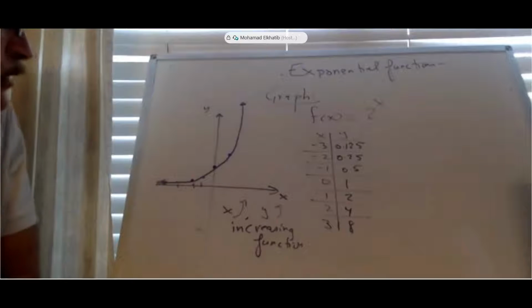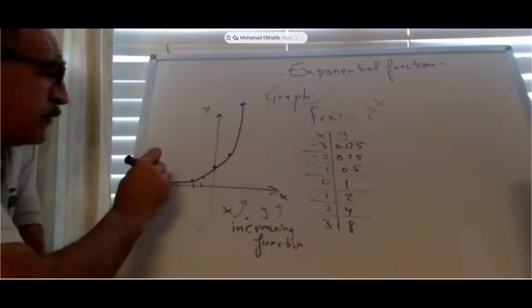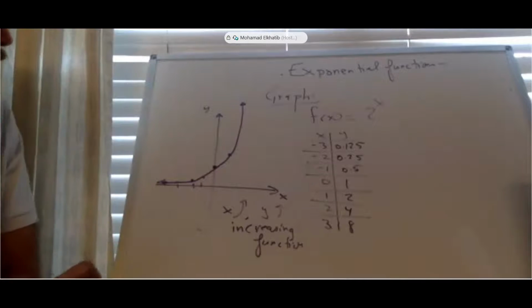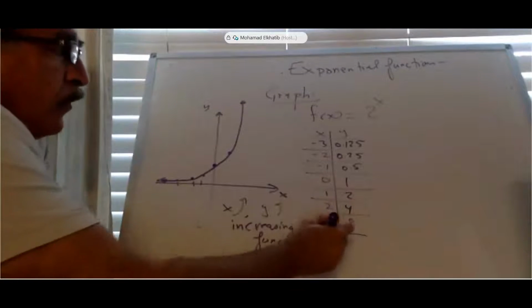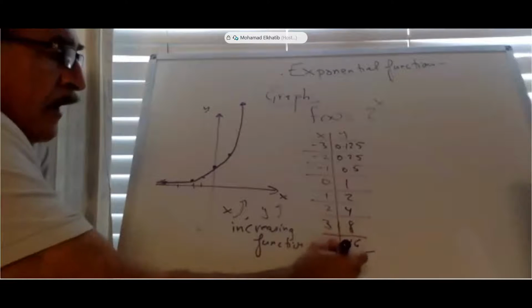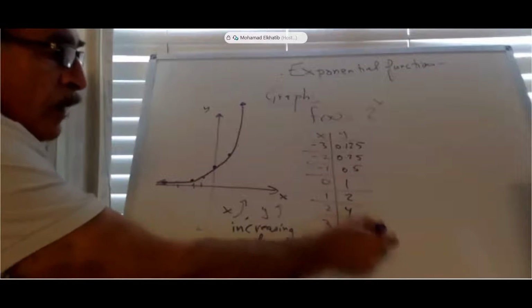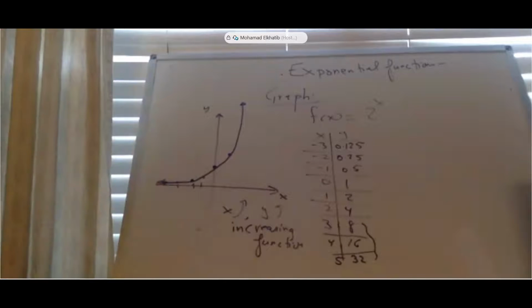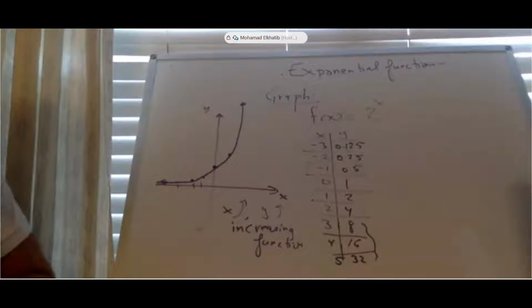What else do you notice about this graph? At the beginning, it goes up slowly. And after a while, what? It takes off. Like here, for example, if I pick x equals 4, I get 16. x equals 5, 32. See? The numbers get bigger as you go after the 4 here. So this will be the graph of y equals 2 to the power x.